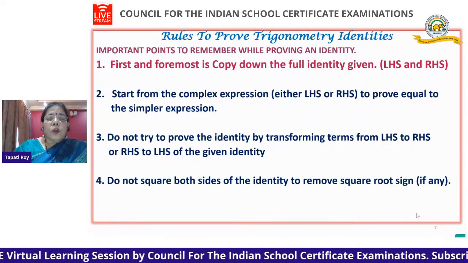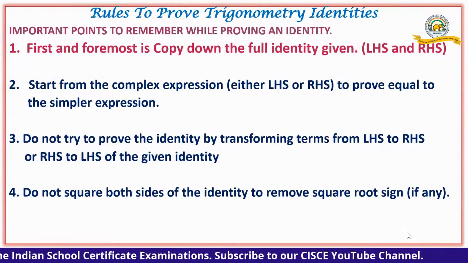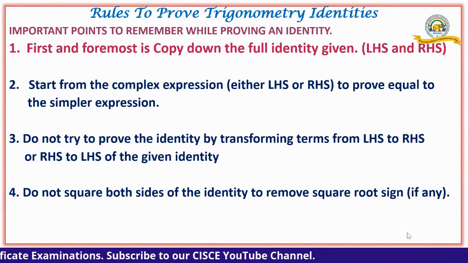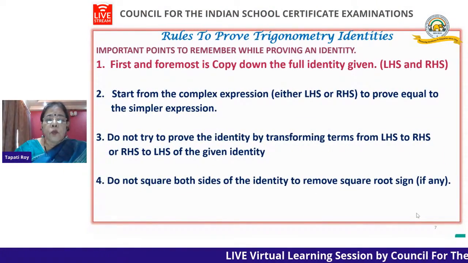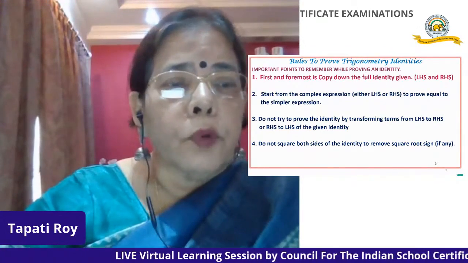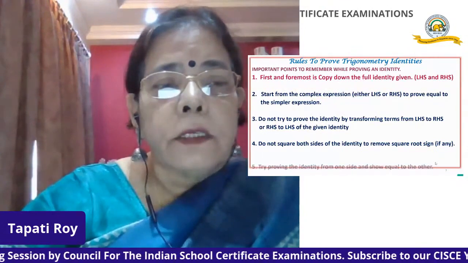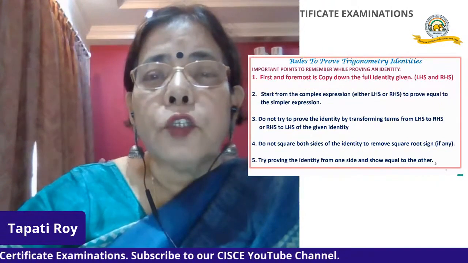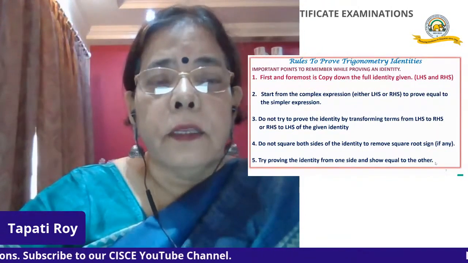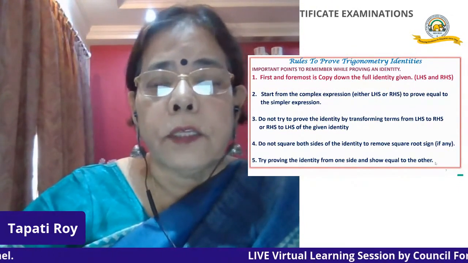Next, do not square both sides of the identity to remove the square root sign. When you see a square root sign, don't think that you'll first square it and remove it. Don't do it. Keep the identity as it is and then work on it. So do not square both sides and do the working. Next, try proving the identity from one side and show it equal to the other side. You start from one side and go on to the other side, whichever side you would like.